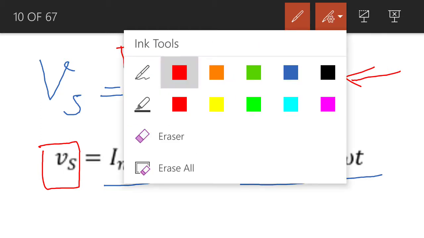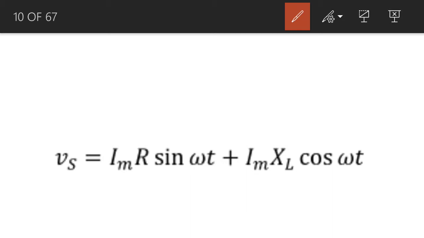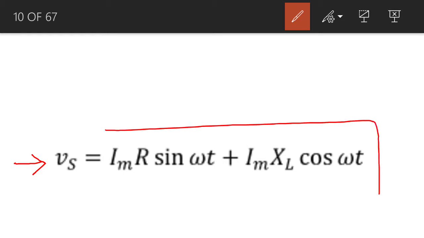We can find out the instantaneous value of the AC voltage across the source with the help of this particular equation. So you guys can put the value of time on the right hand side, and you can find out the voltage across the source at any time, at any instant.